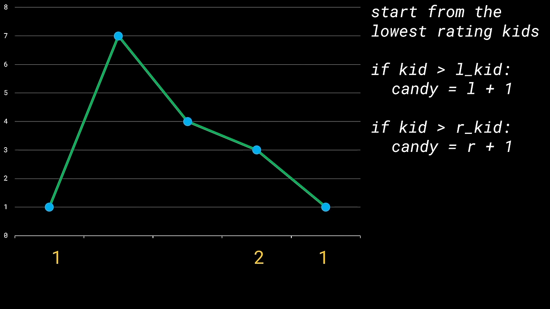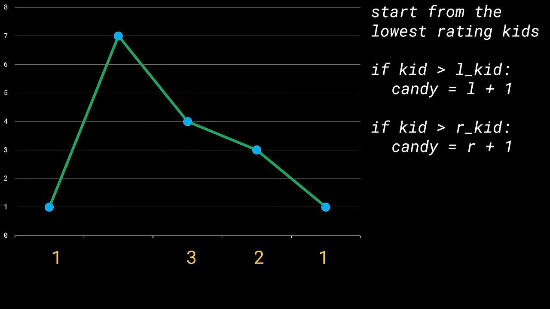So let's go ahead and ask the question, what happens to the kid of the rating 4, right? The kid of the rating 4 looks at the kid on the left-hand side, which is 7, it's greater, so we won't touch that. But on the right-hand side is a kid with a lower rating, which means that 4 can demand 1 more candy from the kid of the rating 3, right? So it's going to look at 2 and be like, okay, give me 2 plus 1 candies now, please. So this is going to get 3 candies.